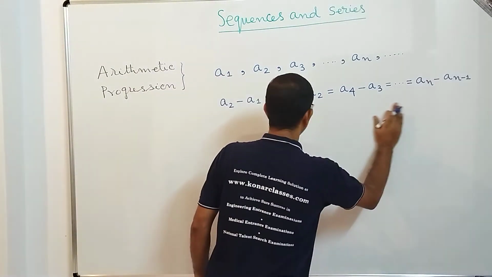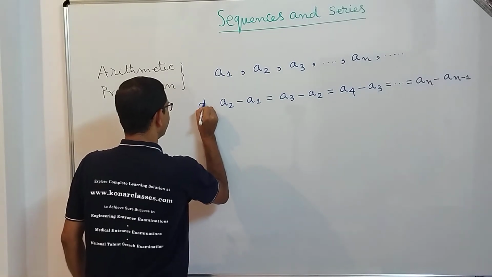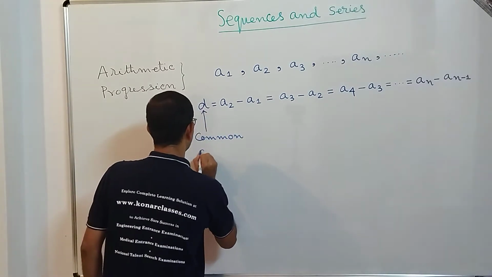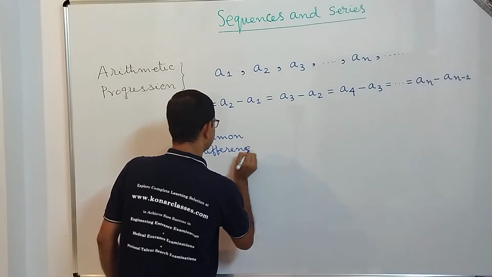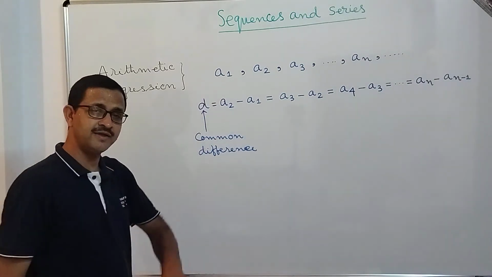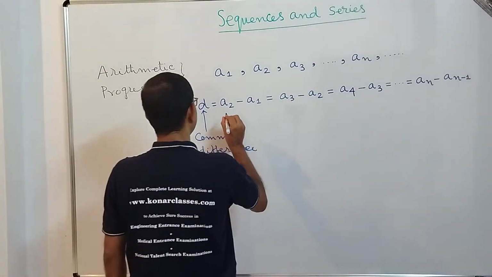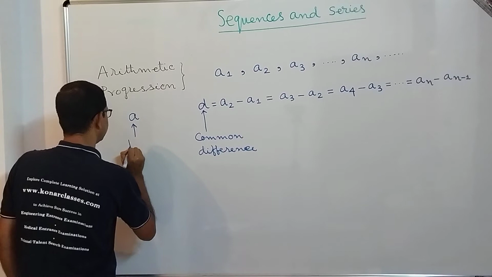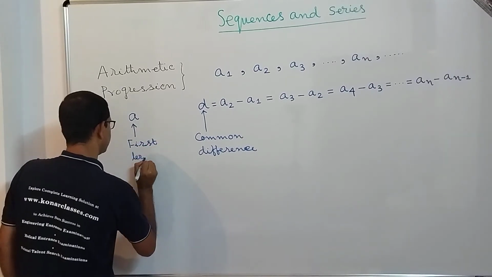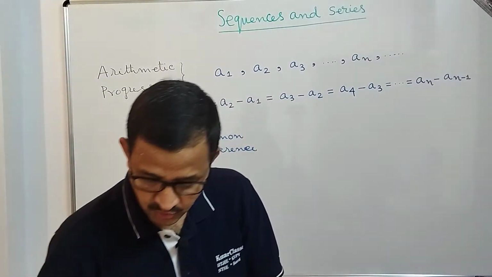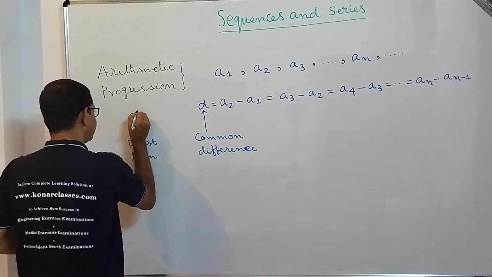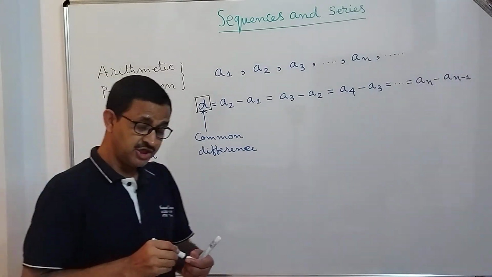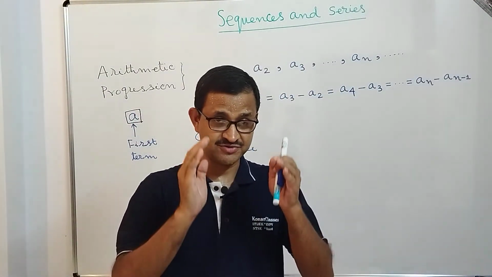Now that difference, dear students, is generally denoted by D, and that D has a specific name: it is called the common difference. And the first term, which is denoted by A1, has a specific symbolic representation, called A. So A we defined as the first term. So dear students, in an arithmetic progression there are two important terms. The first one is the first term, denoted by A, and the second one is D, and its name is common difference. If we know the first term and the common difference, we can construct that arithmetic progression.